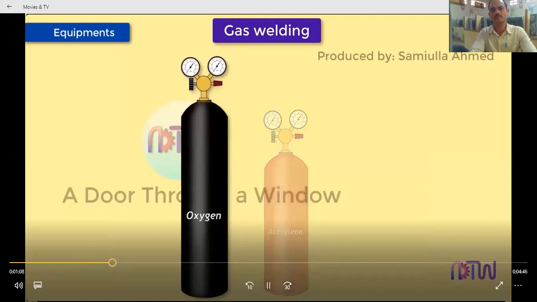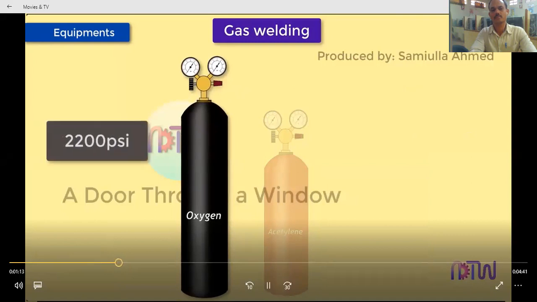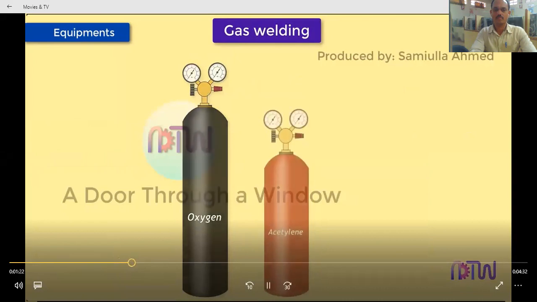Oxygen cylinders. They contain compressed oxygen at high pressure that can be as high as 2200 psi. All cylinders have valves and are fitted with a screw-on steel cap that protects the cylinder valve when the cylinder is not in use.